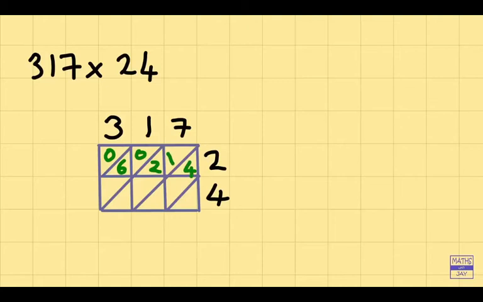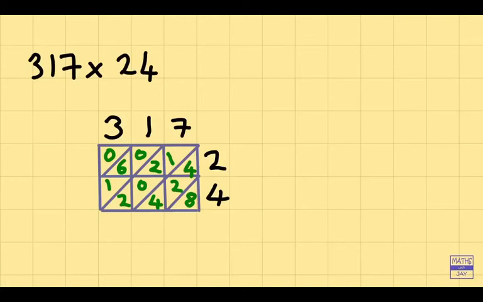And then on to the next row. 3 times 4 is 12, so 1 and 2. 1 times 4 is 4, so 0 and 4. And then 7 times 4 is 28, so 2 and 8. That's very straightforward, just using our knowledge of our times tables. So that's all the multiplying done.